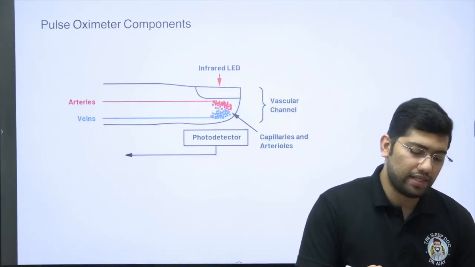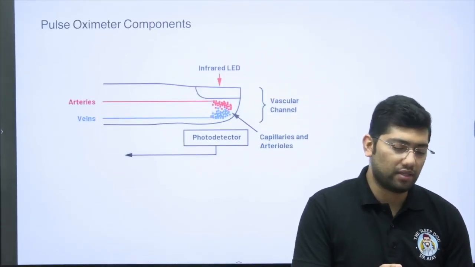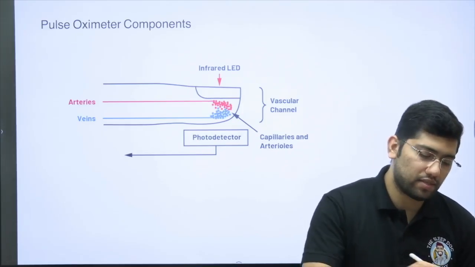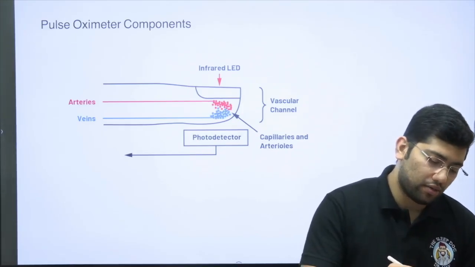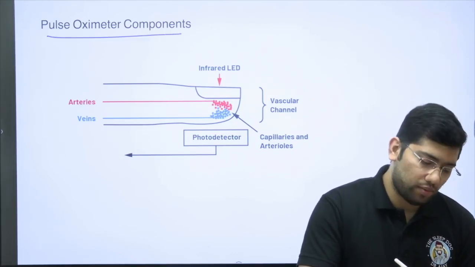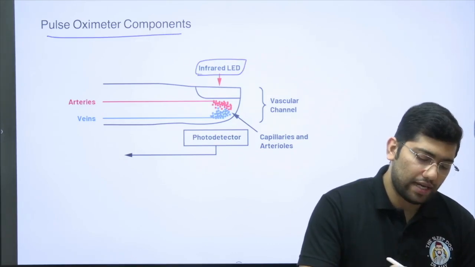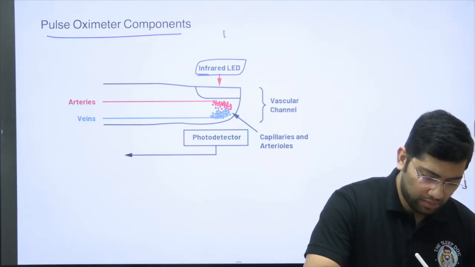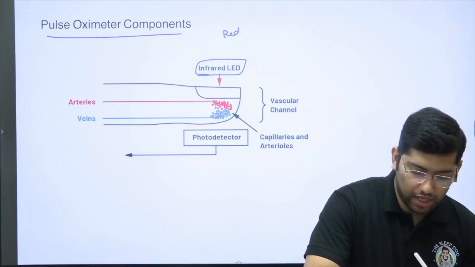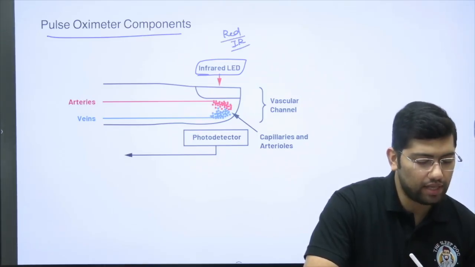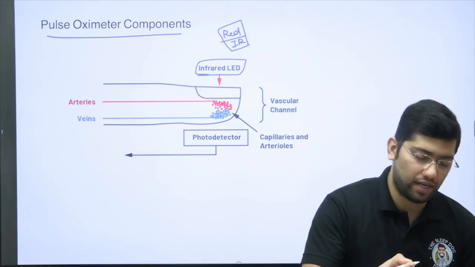Now, let's see the components of pulse oximeters. A little bit of brief overview we got from the previous slides. Let's just put it into a single slide. Now, the pulse oximeter components has the light source we discussed, which was the LED source. Here only infrared is shown, but we know in percutaneous pulse oximetry we had two LEDs. One was red light and another giving infrared light.